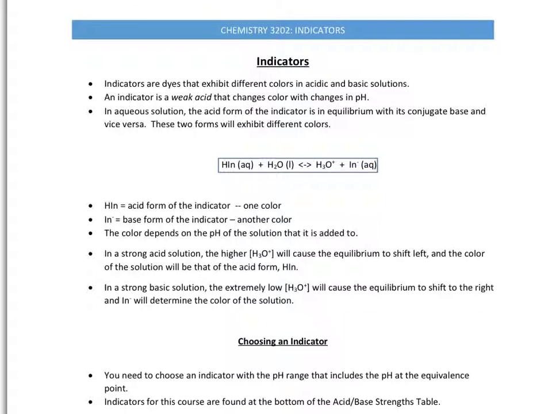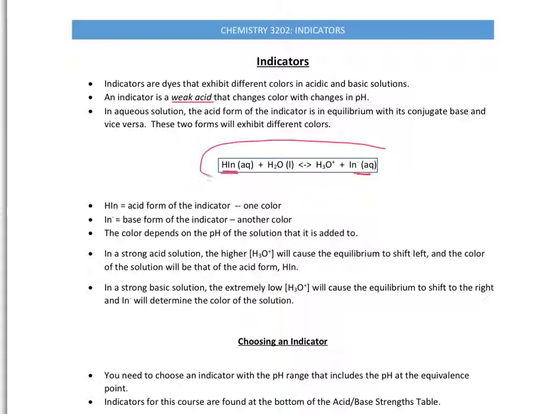In today's lesson, we are going to talk about indicators. Indicators are dyes that exhibit different colors in acidic and basic solutions. An indicator is a weak acid that changes color with changes in pH. In aqueous solution, the acid form of the indicator, represented by HIN, is in equilibrium with its conjugate base, IN negative, and vice versa. These two forms will exhibit different colors.